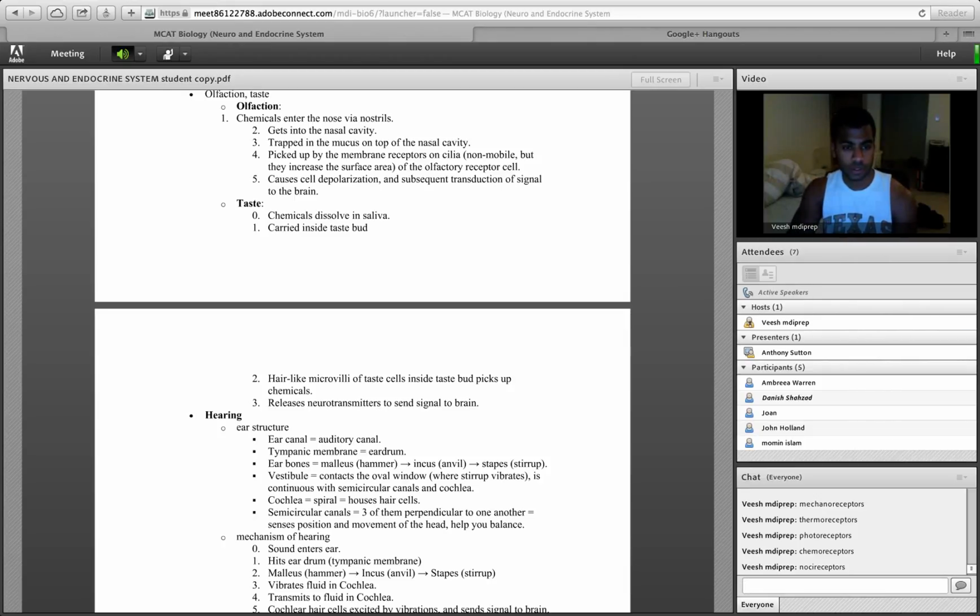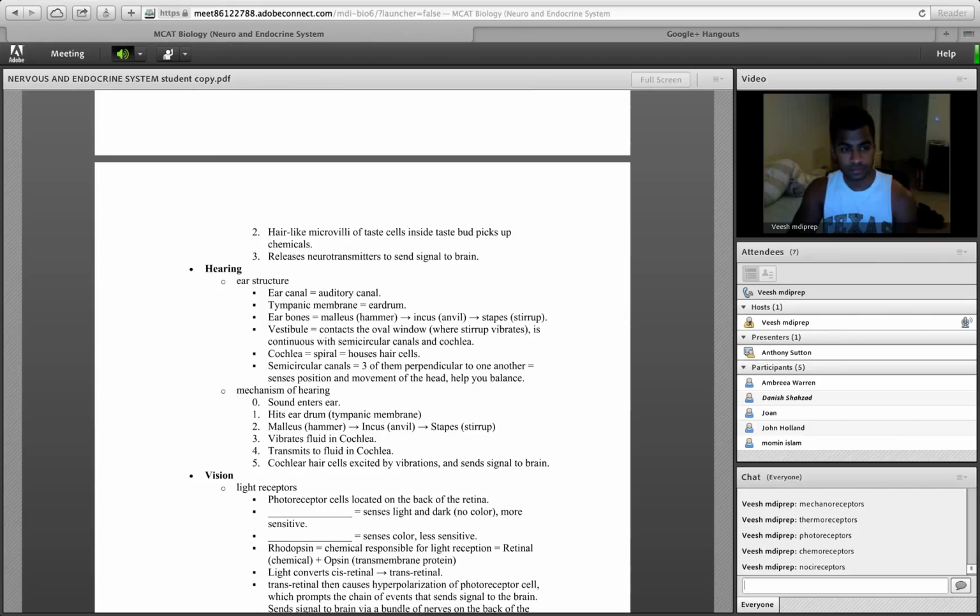Now, your sense of hearing, it's going to happen obviously at the ear. So a few things that you have to know about the ear. There's a couple of terms here that you have to know. The ear canal is also called the auditory canal, and your eardrum is also called the tympanic membrane. These are the ones that you kind of have to memorize. You have to memorize the different bones of the ear, because sometimes they bring them up.